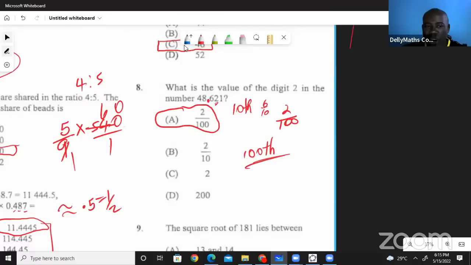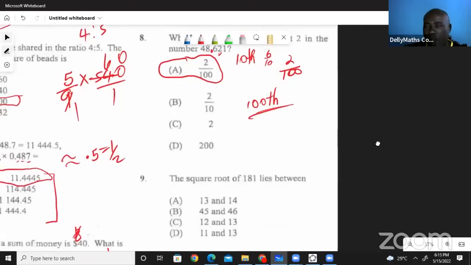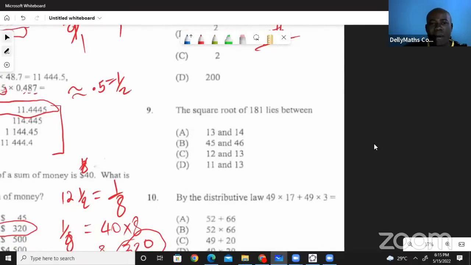And I'm looking at the board. I'm actually seeing a lot of A's coming out. Very good, guys. Excellent working. All right, number 9.